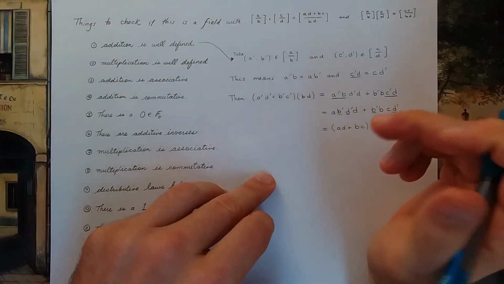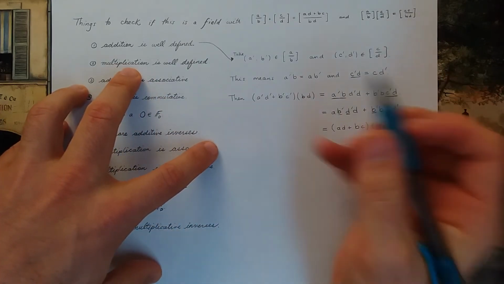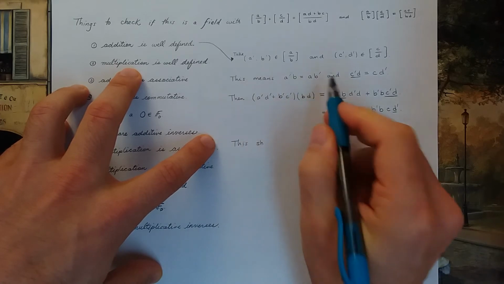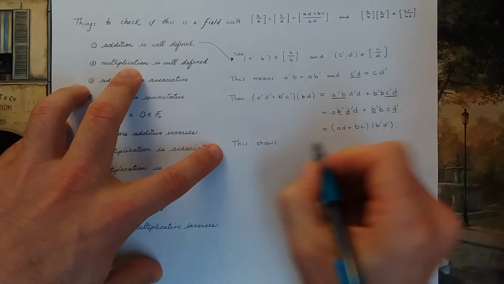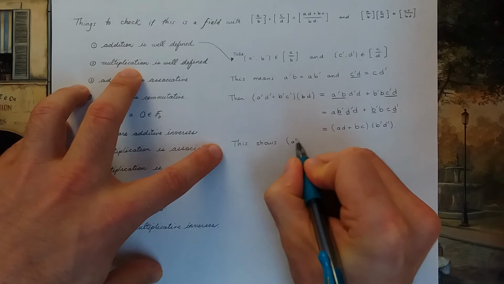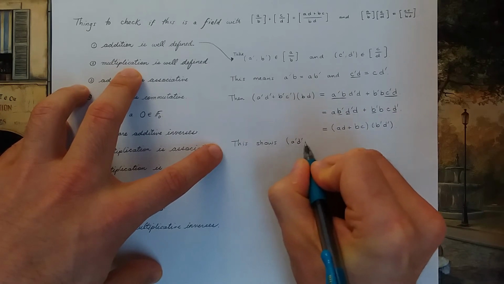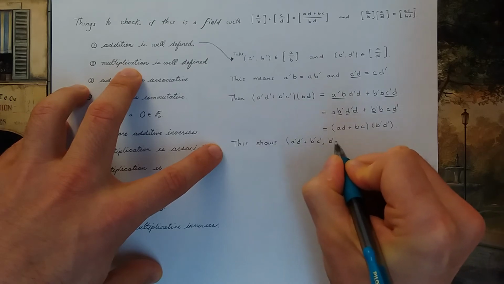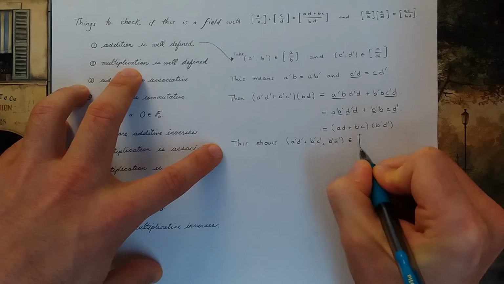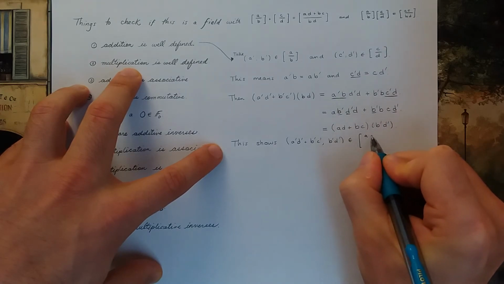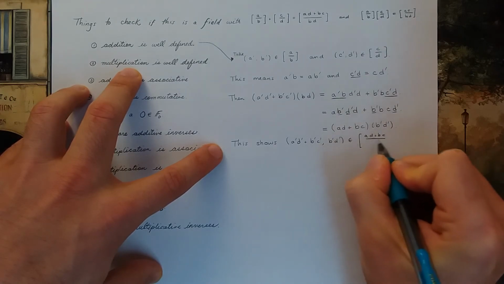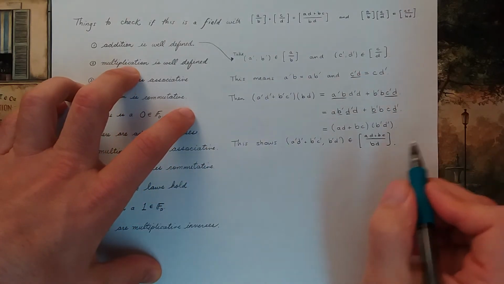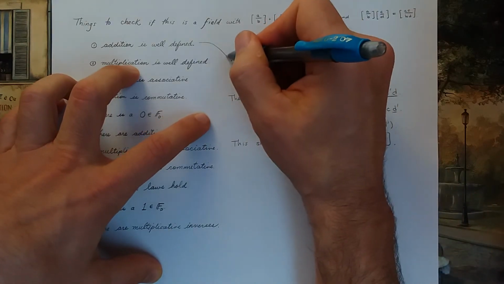This is actually what we need to do to prove that I have a well-defined map, because this shows, by the definition of equivalence, that the element A prime D prime plus B prime C prime, comma, B prime D prime is actually in the equivalence class that I need it to be, AD plus BC over BD. Anyway, that proves that the addition is well defined.